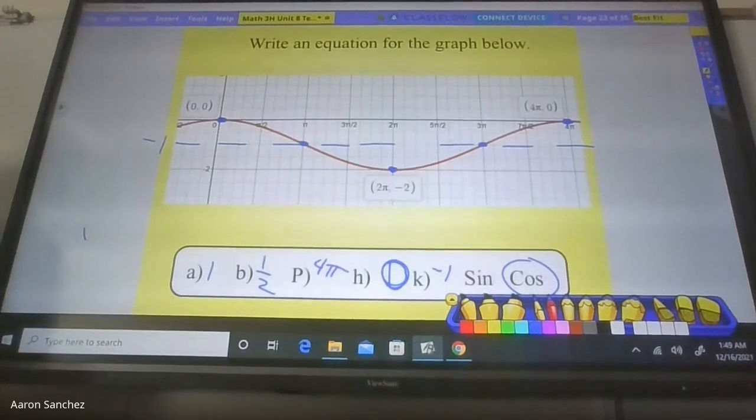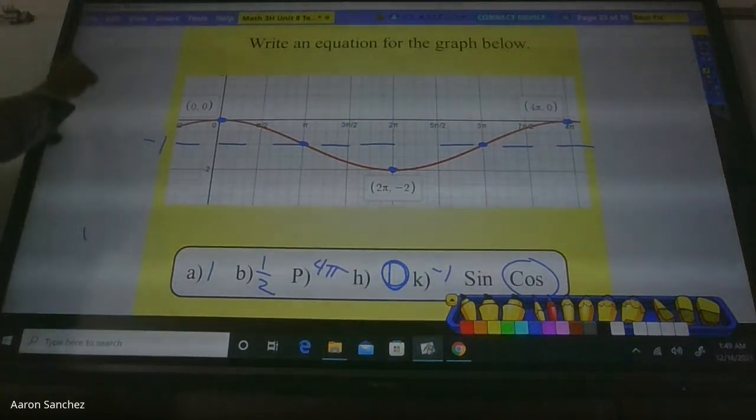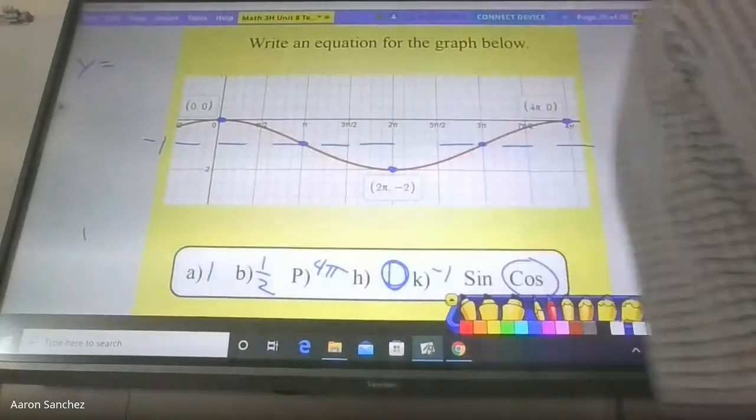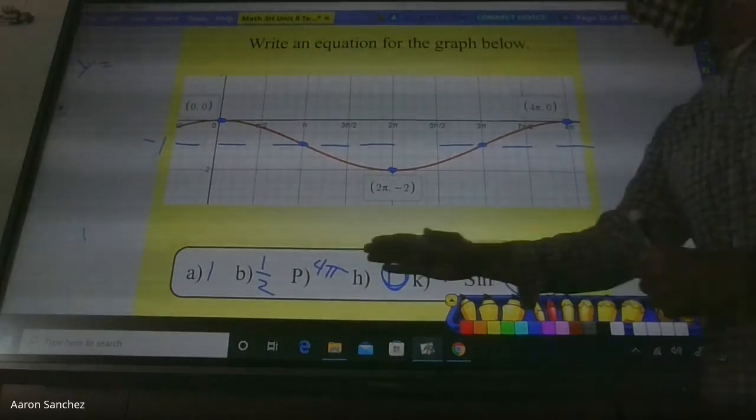So do we have everything to write the equation? Yes. It's cosine. Tell each other what the equation is. Figure it out for each other. Talk amongst yourselves, because I feel like some of you get it, some of you are confused.